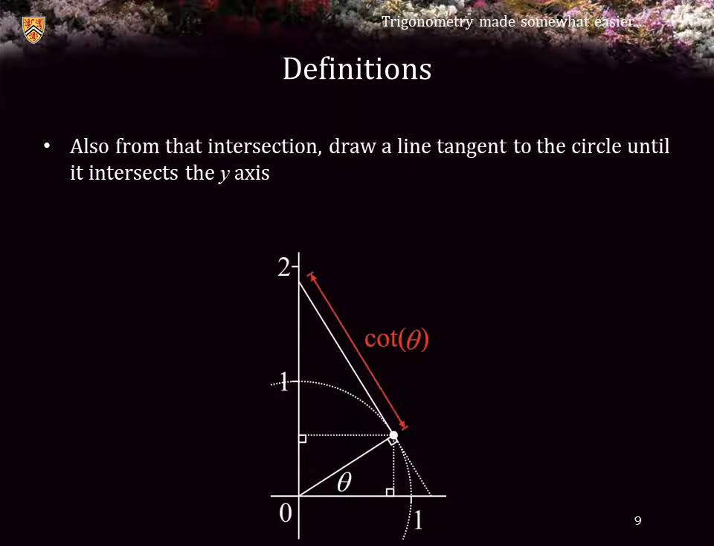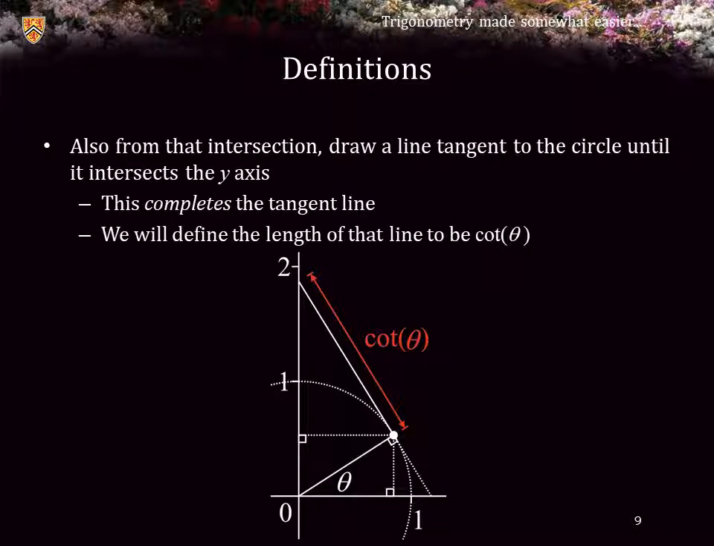Also, from that point of intersection on the unit circle, we can extend the line until it intersects the y-axis. This line completes the tangent line, and therefore we will define the length of this line to be the complementary tangent, or cotangent of theta.